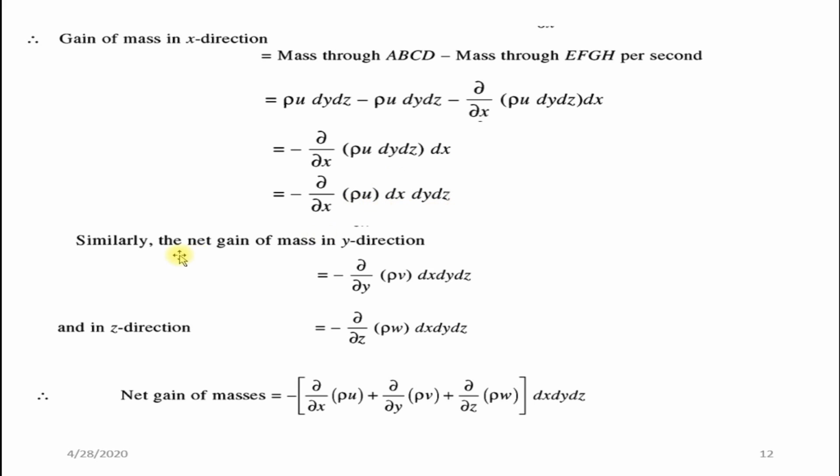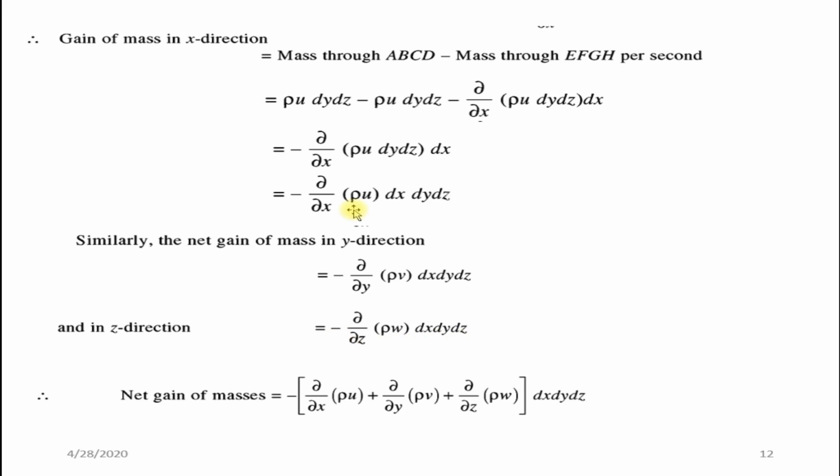Similarly, the net gain of mass flow rate in y direction is minus dou by dou y of rho into v into dx dy dz. It is in x direction, no? u is the velocity in x direction. Similarly, instead of u, you take v, because we are now calculating net gain of mass in y direction. Rho into v dx dy dz. Dx dy dz is the volume, and volume will not change. With respect to velocity you put similarly in z direction, dou by dou z of rho into w dx dy dz with the negative sign.